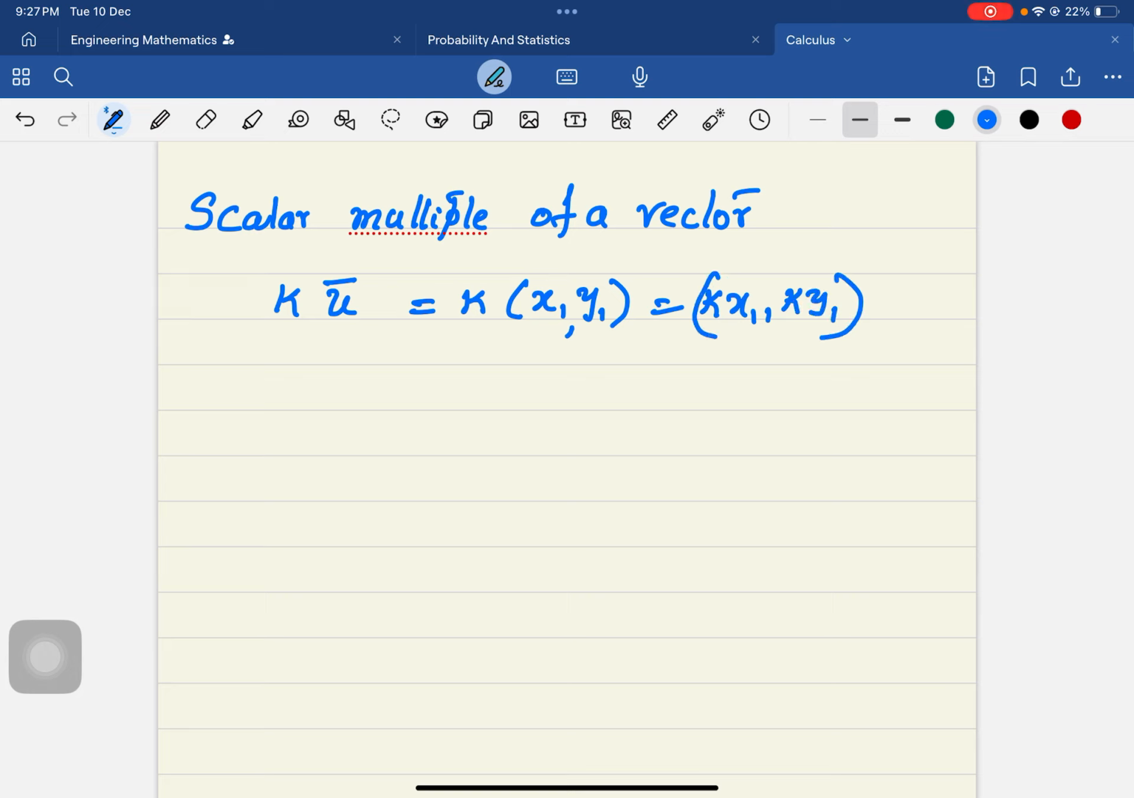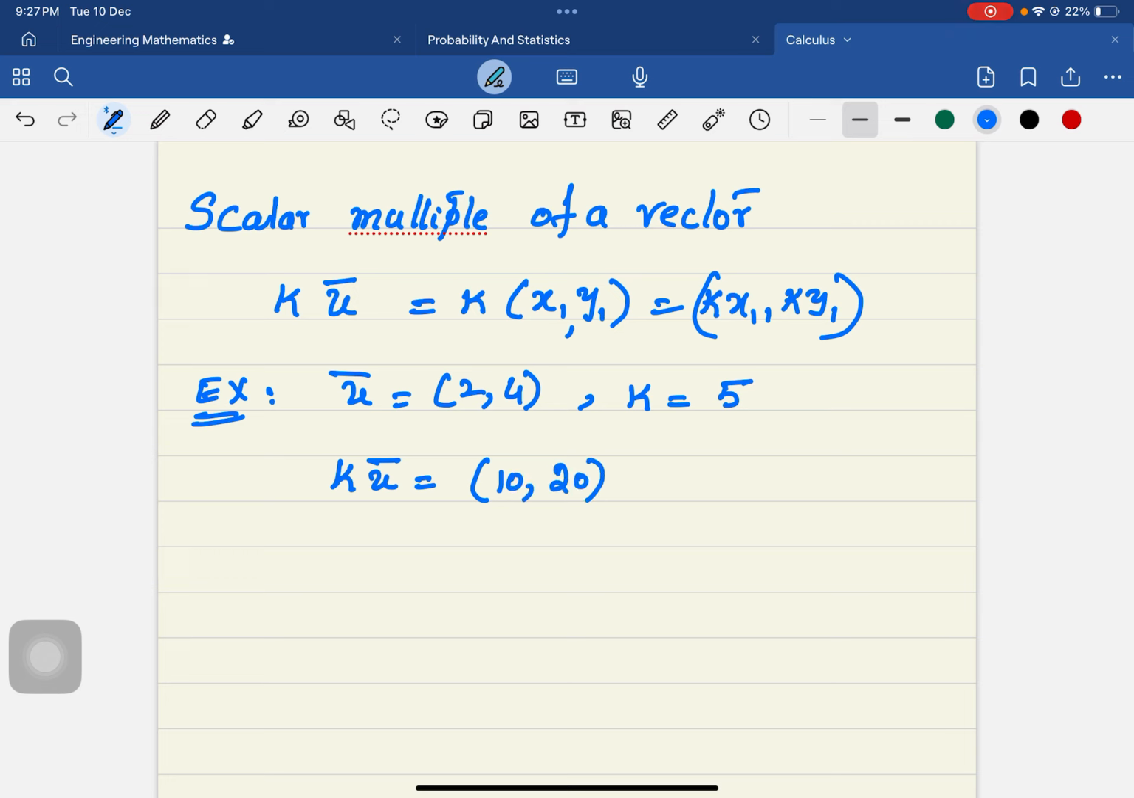This is another operation. For example, you have u bar given by (2, 4), and the scalar k is, let us say, 5. Then k times u bar is given by 5 multiplied by 2, which is 10, and 5 multiplied by 4, which is 20. So this can be written as (10, 20). This is how we write a scalar multiple of a vector. And its representation is 10i plus 20j in the vector representation. So these are the vector operations on the given vector.